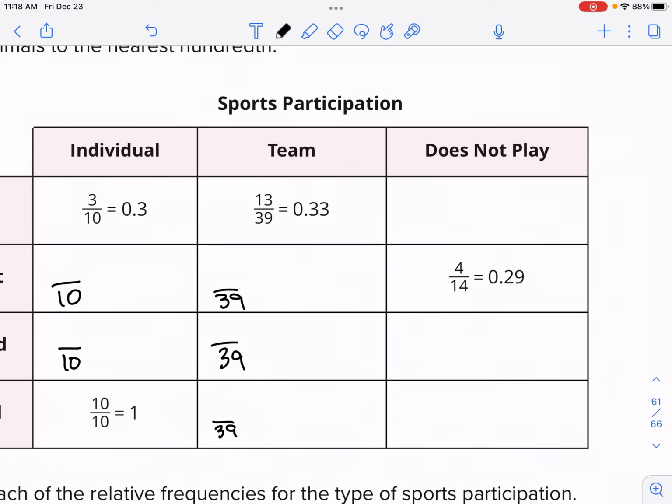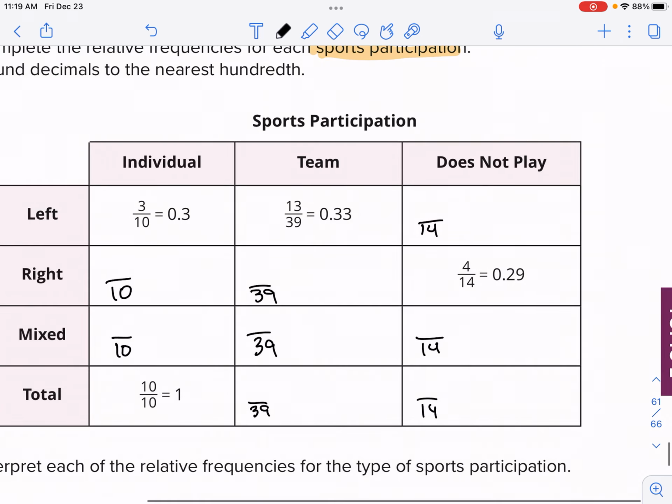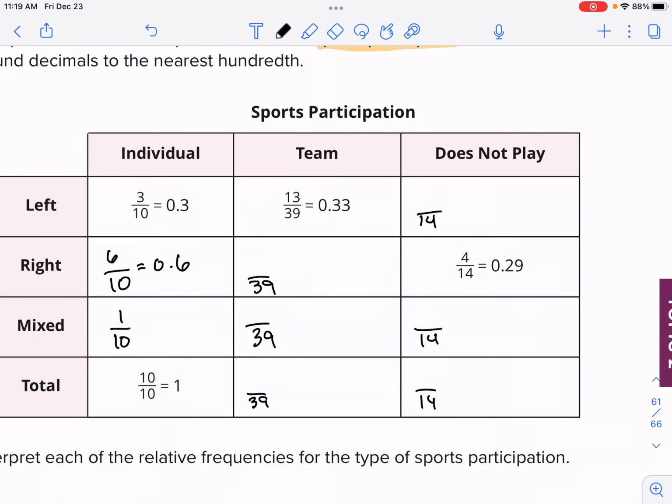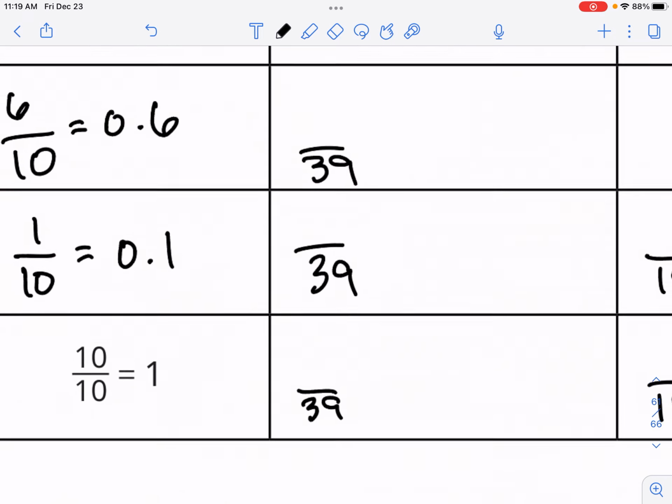And then for do not play a sport, it is 14 people. I'll set this up on the left side. And we'll plug in the numbers that we have for each subtotal. Let's do it for the first column. So this is 6 individuals are right-handed. So this is 0.6, which will be 60%. Mixed, it is 1 out of 10. So that's 0.1. And we already have 10 divided by 10, which is 1.